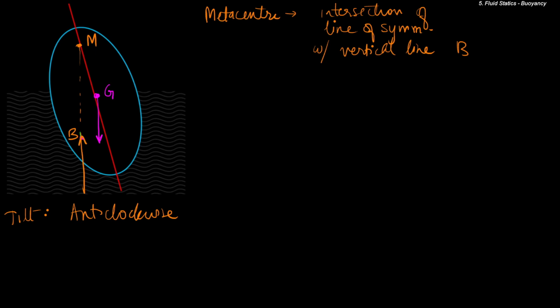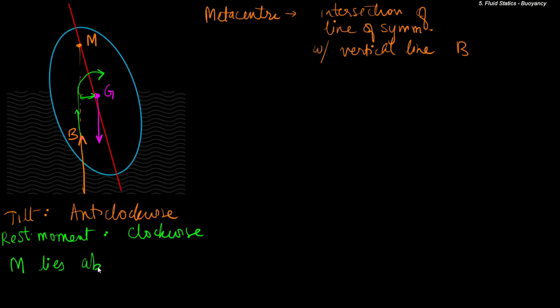The restoring moment, so this is the force and this is the moment arm. So the restoring force, the restoring moment is clockwise, and so when M lies above G, we have a stable configuration. That is, when we disturb the equilibrium position, it tries to restore it back to its original configuration.